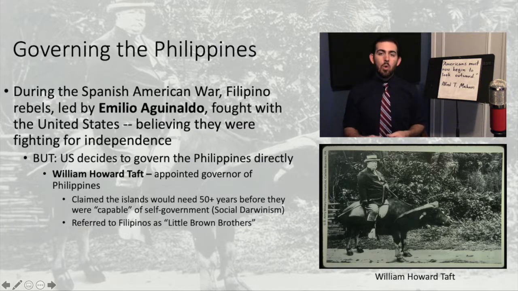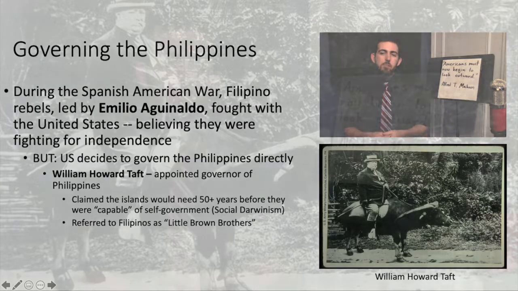But after the war, the Americans turned on Aguinaldo and announced that the U.S. would govern the Philippines directly. Future President William Howard Taft was named Governor of the Philippines, and Taft channeled the white man's burden when he referred to the Filipino people as America's little brown brothers, stating that they would need at least 50 years of American oversight before they would be capable of self-government.